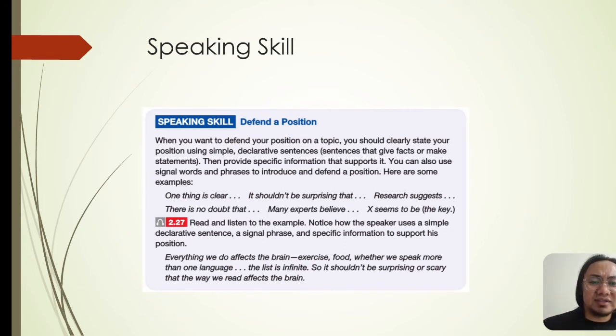There is no doubt that. You can use this phrase when you would like to give out your stand, when you would like your audience to understand your stand. Many experts believe X seems to be the key of something. So these are some of the phrases that you can use to give out your stand, to make your audience understand what your stand is on a certain matter, and also to defend your stand.